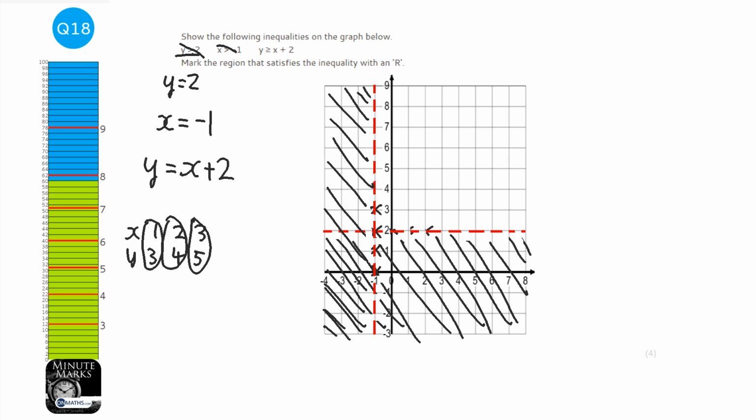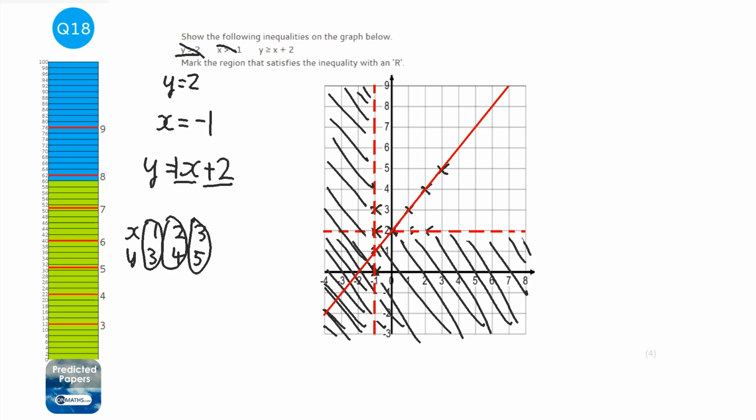Or you could just say, well, the gradient of x is 1, because technically that's 1x, and the y-intercept is 2. So it's going to cross the y-axis at 2, and it's going to go up 1 for every one it goes across. And notice that matches my coordinates as well. So let's draw that in. So down there we go. So it should be that line there, shouldn't it?